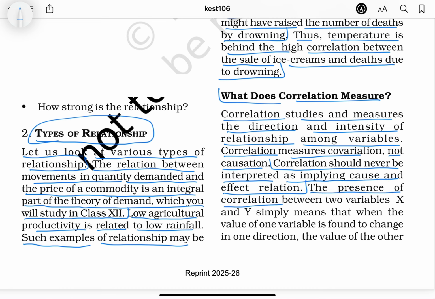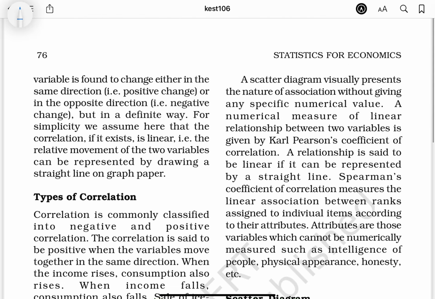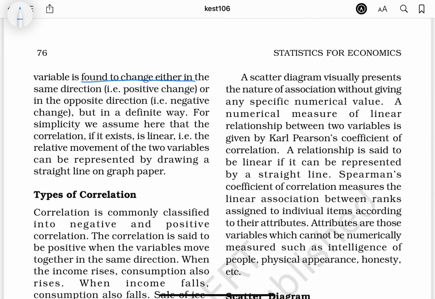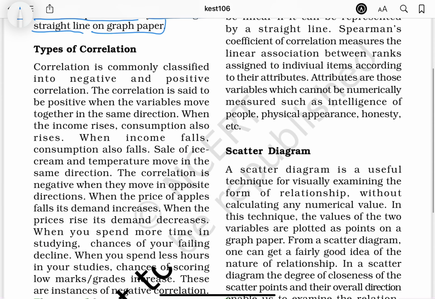The presence of correlation between two variables x and y simply means that when the value of one variable is found to change in one direction, the value of the other variable is found to change either in the same direction, that is positive change, or in the opposite direction, that is negative change, but in a definite way. For simplicity, we assume here that the correlation, if it exists, is linear, that is, the relative movement of the two variables can be represented by drawing a straight line on a graph paper.